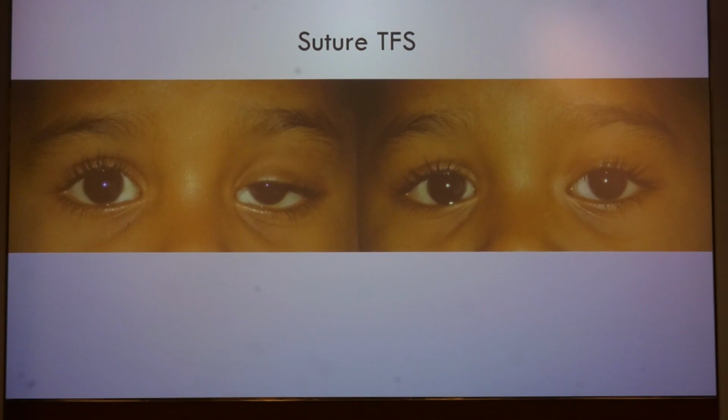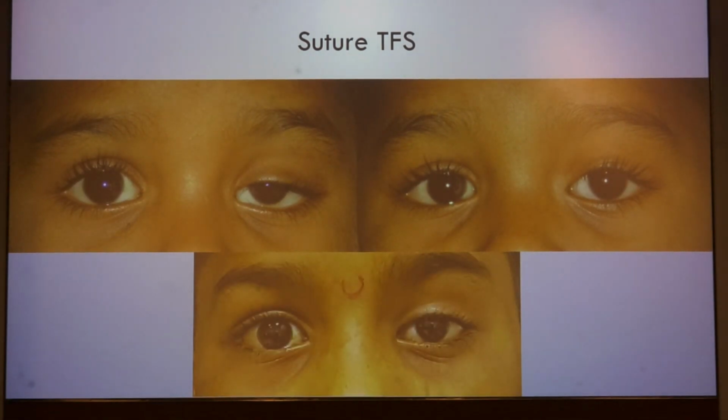And if the LPS action turns out to be very good in adulthood, we can actually go ahead with levator surgery and avoid that forehead scar completely. And they do very well. This is a 6-year follow-up post TFS Ethibond.